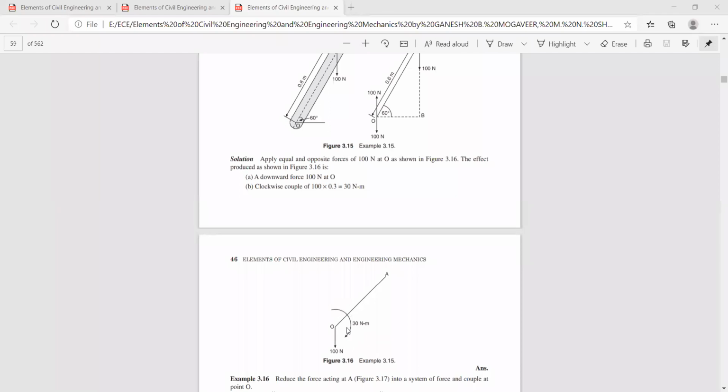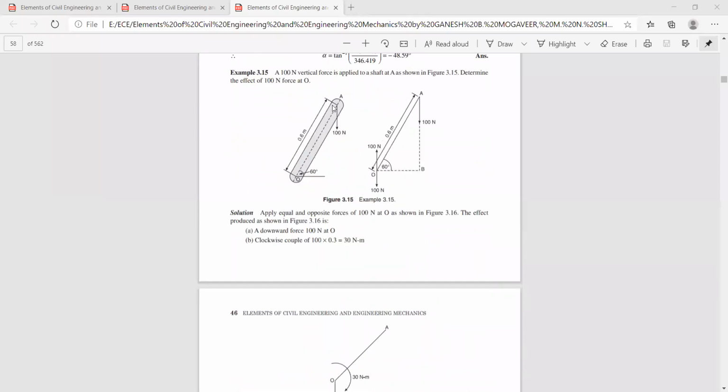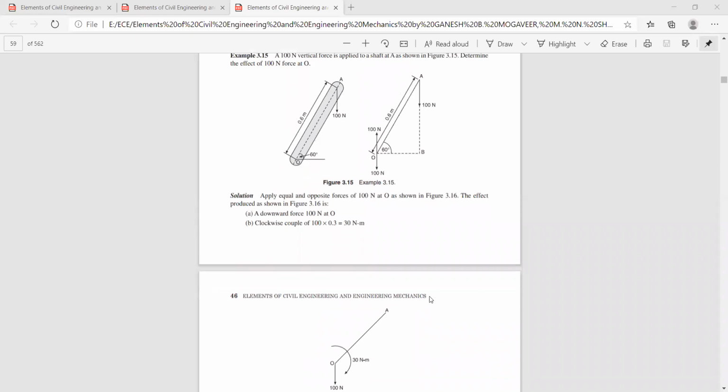So it produces a clockwise moment at point O. Here the force has been replaced by means of a couple. For a couple, the effect is that you have two equal and opposite forces, equal in magnitude, opposite in direction, parallel to each other, and kept at a distance d meters. Thereby you can find the effect of the force about this point.